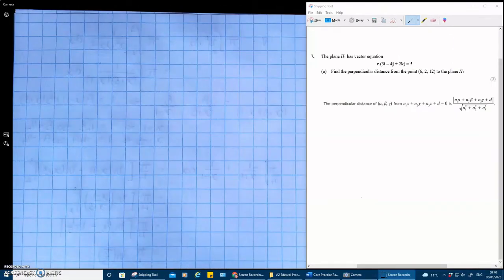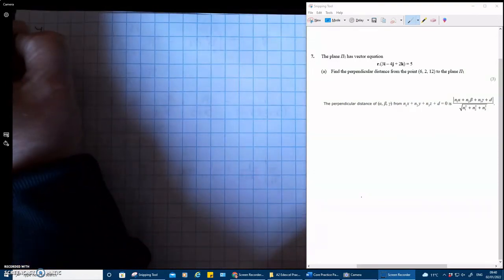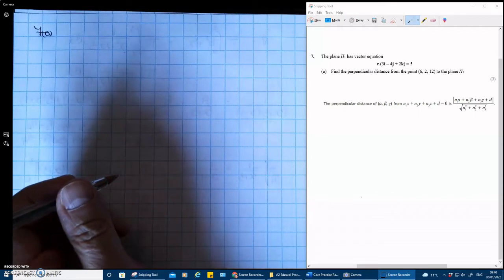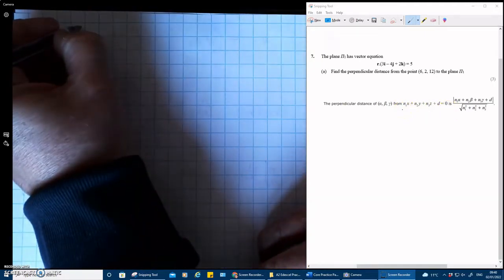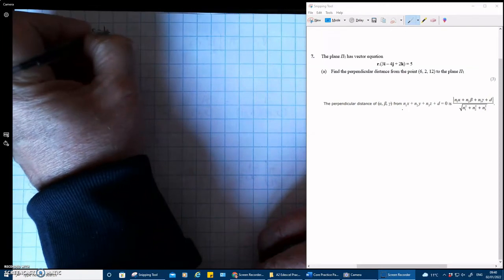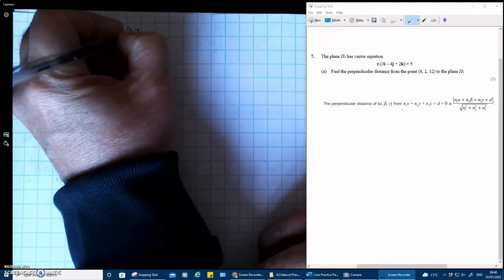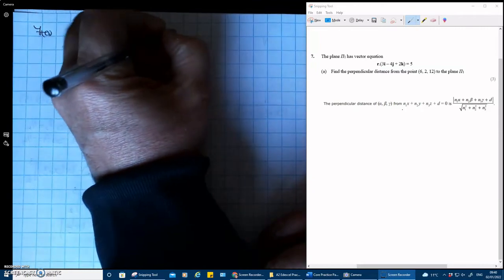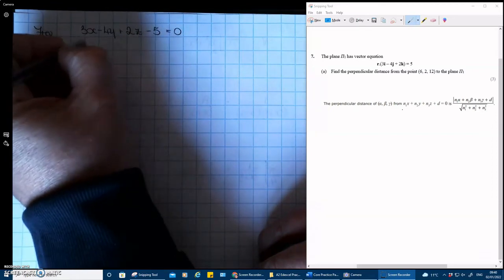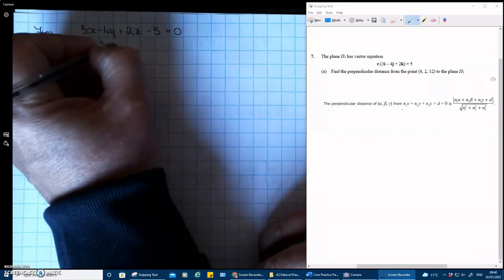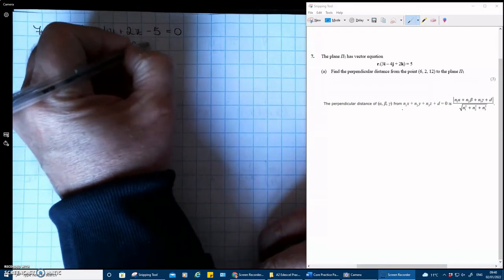There is a much quicker way of doing 7a. It's less versatile, but it will certainly answer this question a lot quicker. So if we go back to question 7a, if we look at the formula at the bottom on the right here, the perpendicular distance formula, if we put the plane in this form here, so our plane is going to be 3x take away 4y plus 2z take away 5 equals 0. That's A, B, C, and D. And we know the point we're interested in is 6, 2, 12.